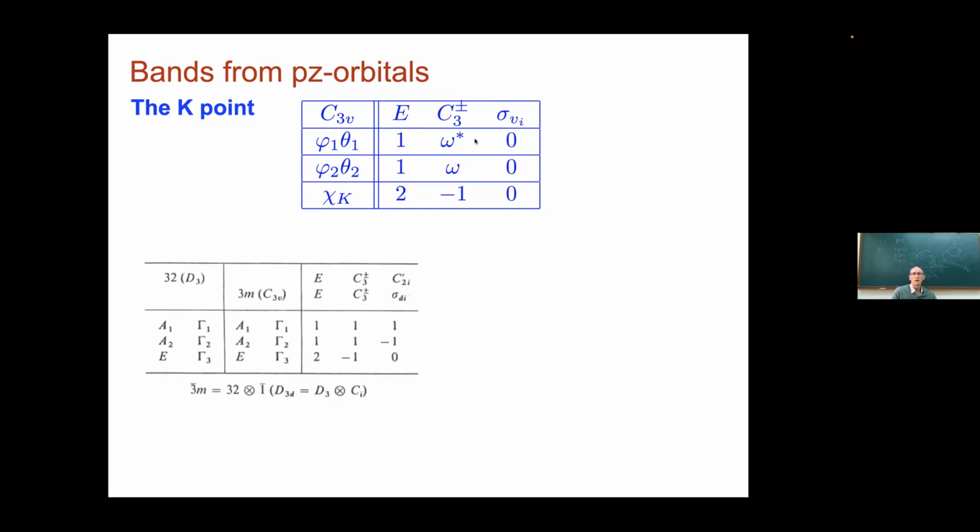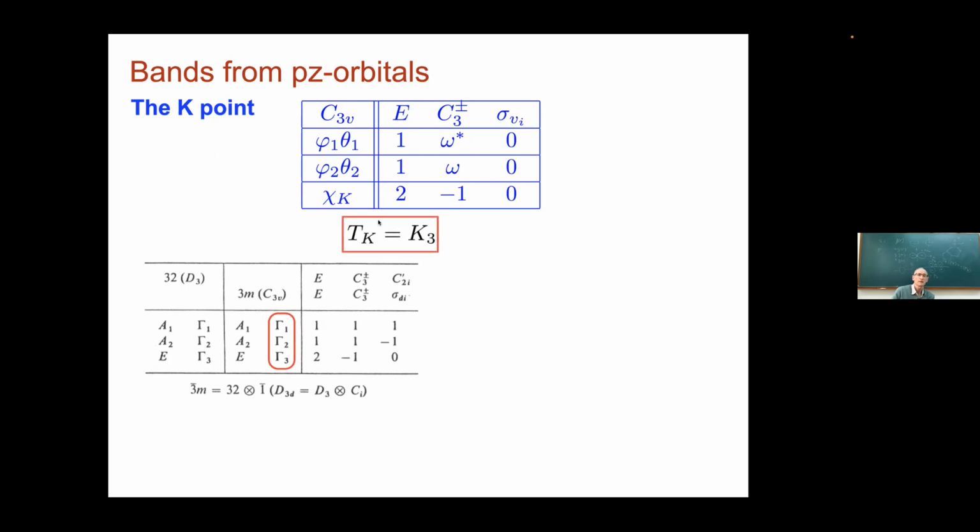Now I just have to add, remember it was a sum for the character, so 1 plus 1, 2. The sum of these two numbers is -1, as you can see easily, and this is 0. These are the characters of the irreducible representations of the little point group. The little point group is C3v. You have to use these as labels.